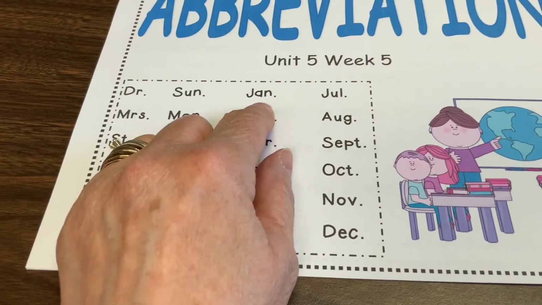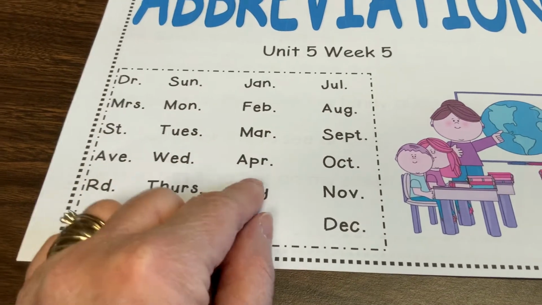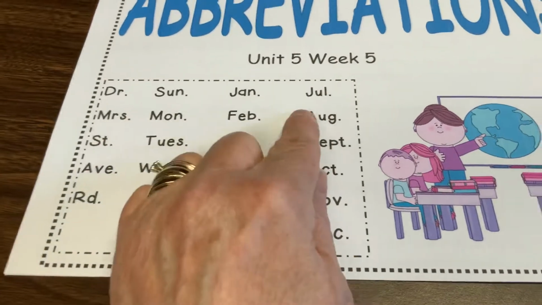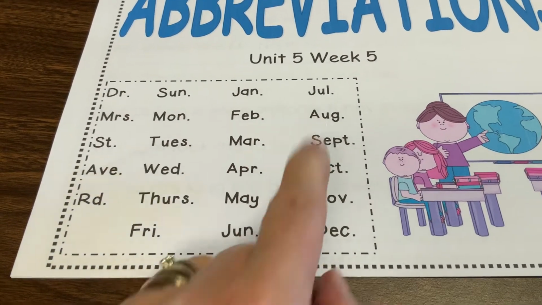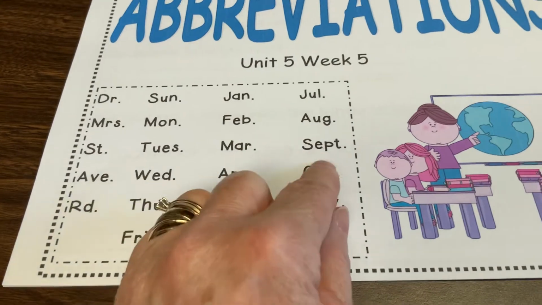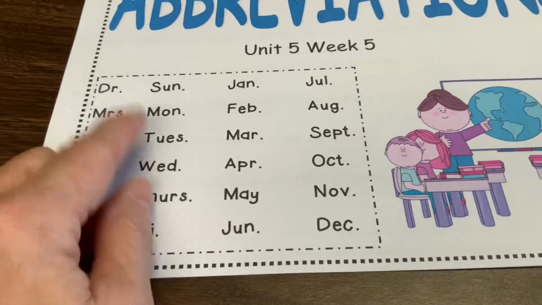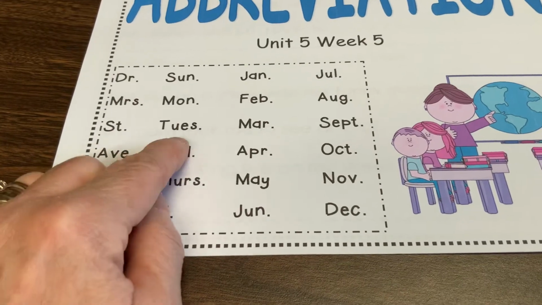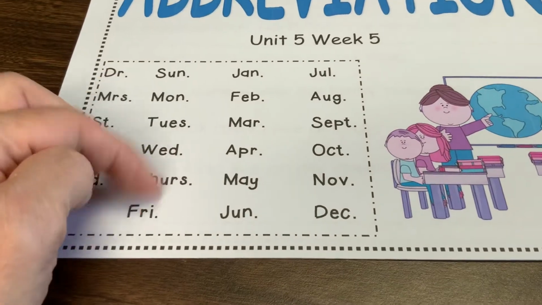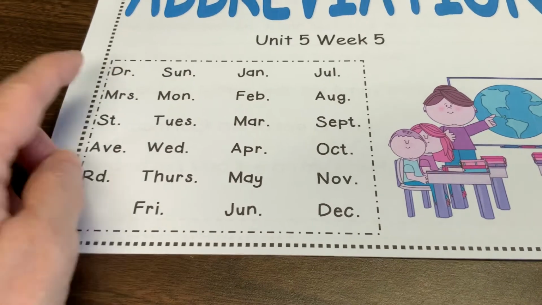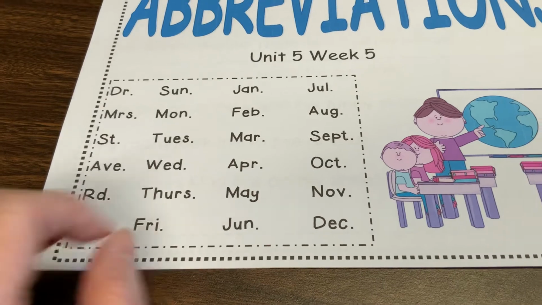And these stand for the months: January, February, March, April, May, June, July, August, September, October, November, December. Most of these have 3 letters. September has 4, although sometimes it can be with just 3. Tuesday has 4 letters and Thursday has 5. On these, we just basically took off the word day. Doctor has 2 letters, street has 2 letters, and road has 2 letters.